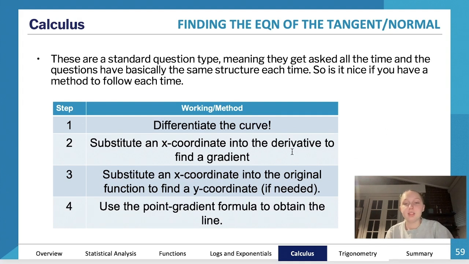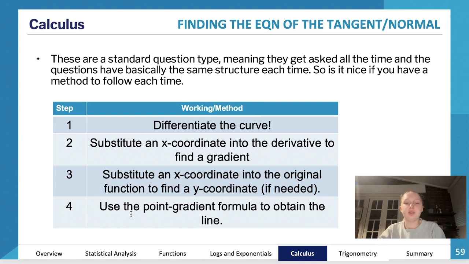Okay, once you've found the gradient, the next thing you want to do is to substitute that x coordinate they've given you in the question back into your original function, not your differential, but your original function, to find the y coordinate. That's only if they haven't given you the y coordinate. Sometimes they'll be nice and you'll get given actual coordinates, you'll get x and y. But if they haven't been so nice, you want to put the x coordinate they've given you back into the original function to find a y coordinate.